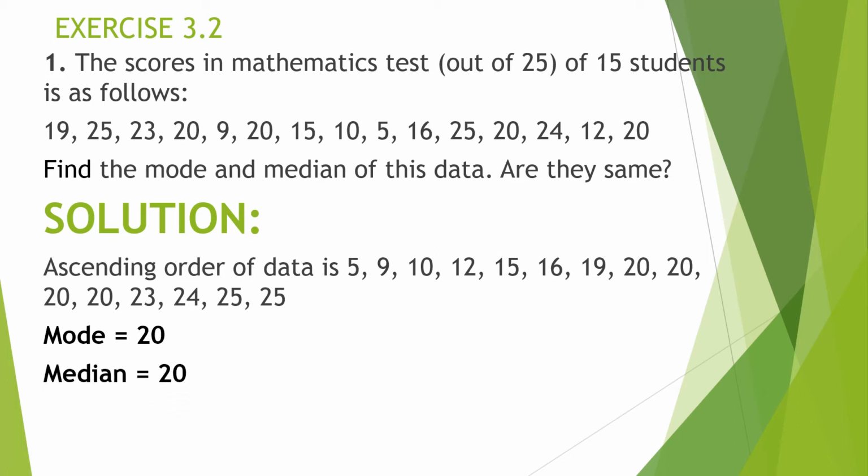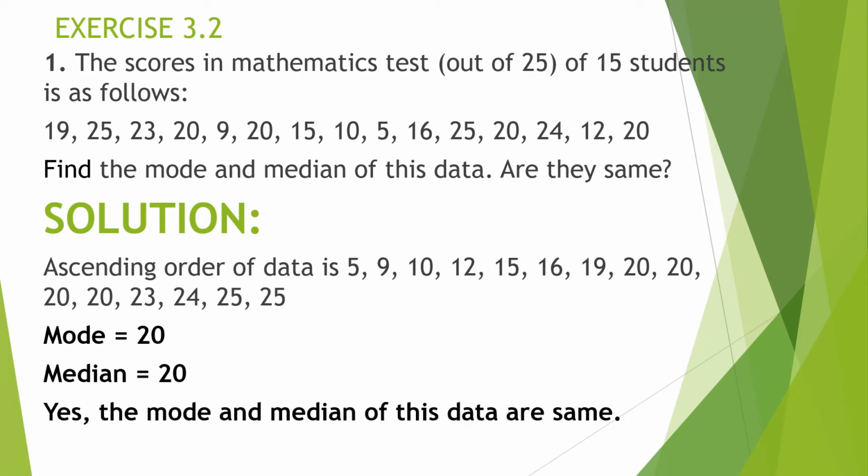Next, median. Here we have 15 students. It is an odd number, so the middle value is the 8th observation, which is 20. So the median is also 20. Now the second part of the question: are they the same? Yes, the mode and median of the data are the same.